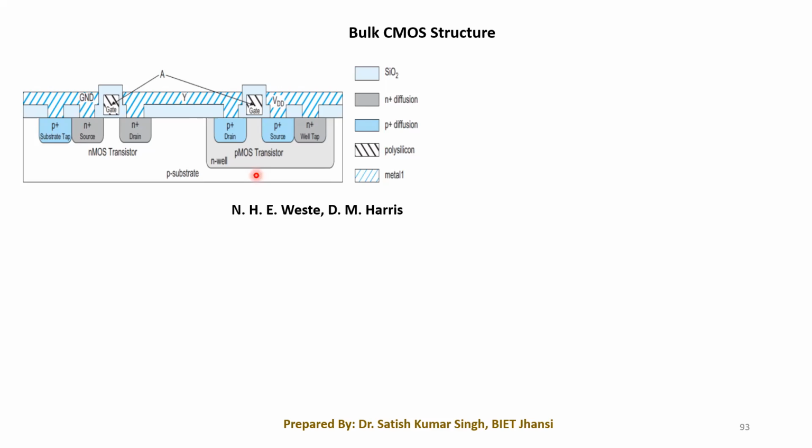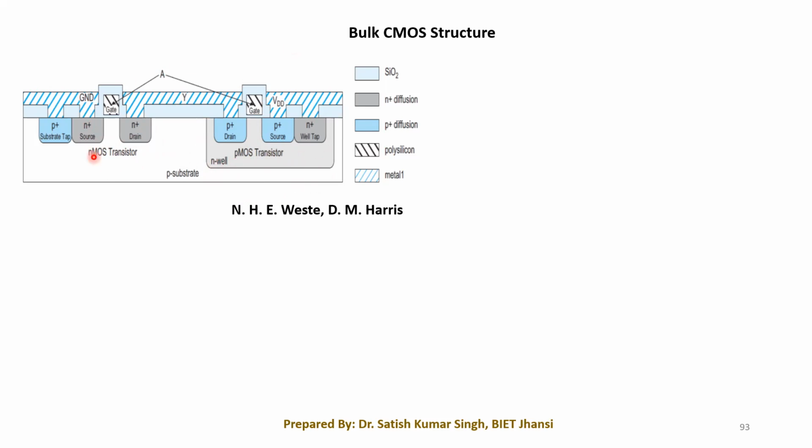The only difference you can assume is that here the depth of the drain and the source is less as compared to this N well, because within this N well we have to make the complete transistor. So the N well must be grown first, and then within this N well we have to grow the PMOS transistor. And here we have to form the NMOS transistor, and then we have to make all the necessary connections.